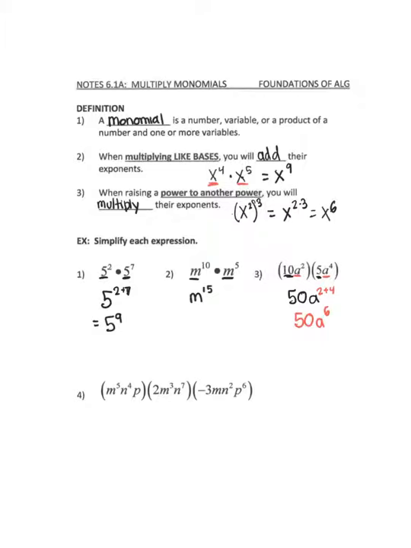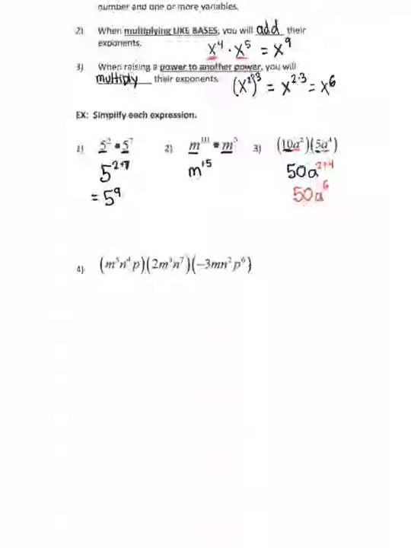Okay, another example, number 4. I have all of our numbers out front, so I'm going to have a 1 out front here, 1 times 2 times a negative 3. I'm going to start with those. 1 times 2 times negative 3 gives me negative 6. Then I'm going to multiply all my m's together. I have m to the 5th times m to the 3rd times m to the 1st, so there's a 1 up there. That gives me m to the 5 plus 3 plus 1.